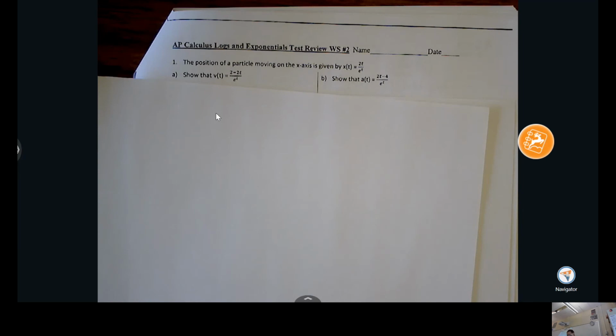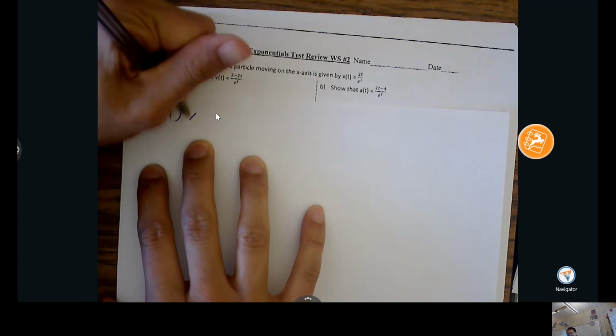So we have a position function that's given by x of t. It says show that the velocity is equal to (2 minus 2t) over e to the t. So it's already giving us the answer for velocity, but we're going to go through that process, right? So here's position.